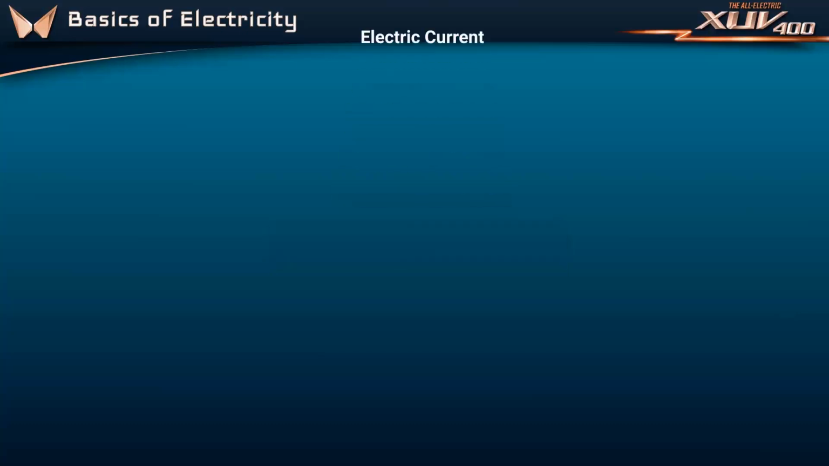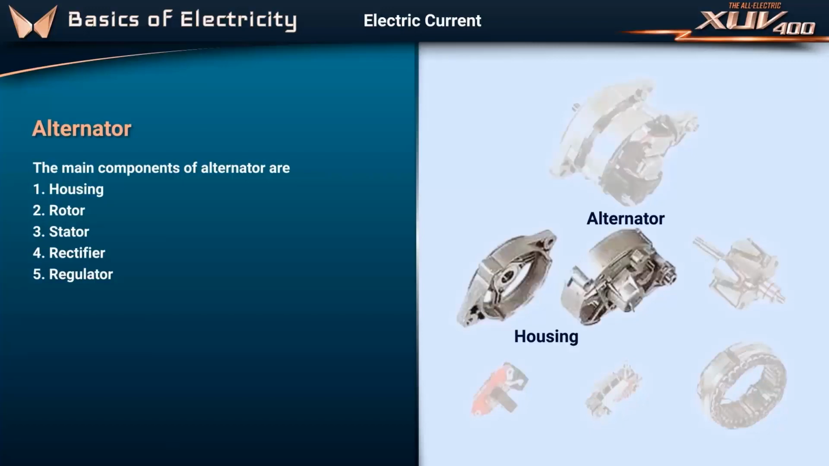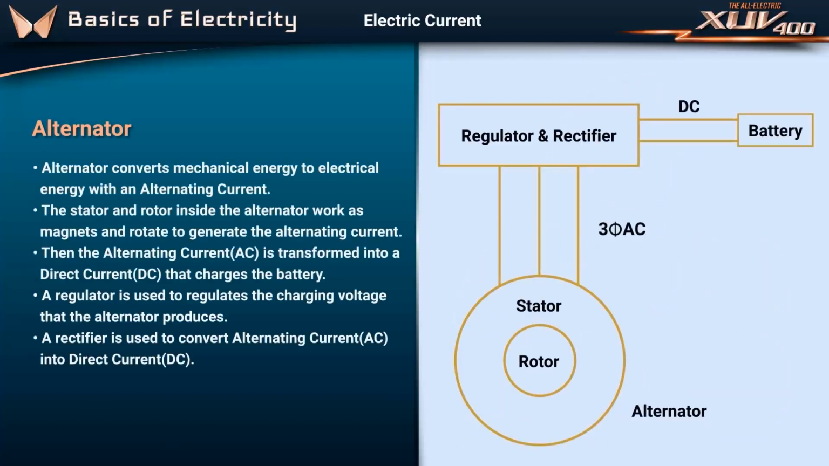Electric current. Alternator. The main components of an alternator are housing, rotor, stator, rectifier, regulator. An alternator converts mechanical energy to electrical energy with an alternating current. The stator and rotor inside the alternator work as magnets and rotate to generate the alternating current. Then the alternating current is transformed into a direct current that charges the battery. A regulator is used to regulate the charging voltage that the alternator produces. A rectifier is used to convert alternating current into direct current.